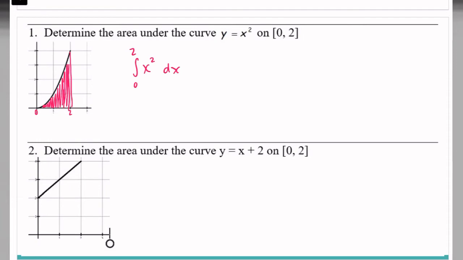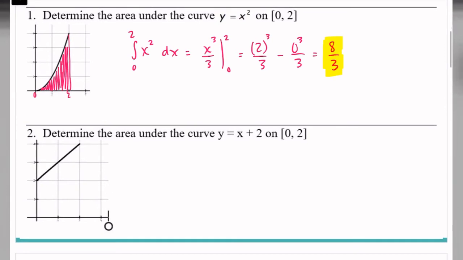Okay, which I could do by hand. X to the third over 3 from 0 to 2. Plug in 2, and then plug in 0. So we're left with 8/3. Now remember, you could also do that exact same process in your calculator if it were a calculator question on the AP test.